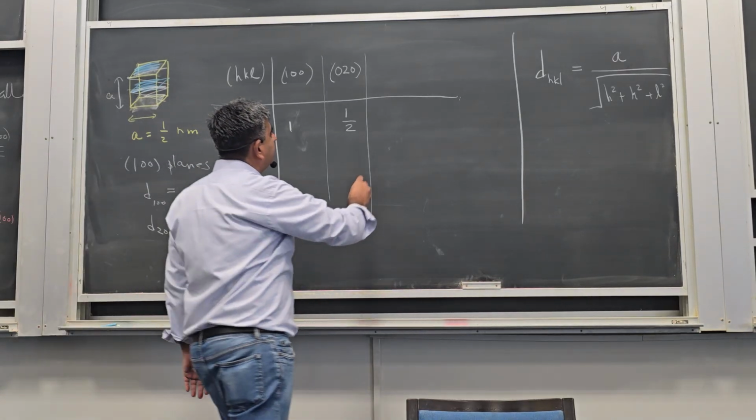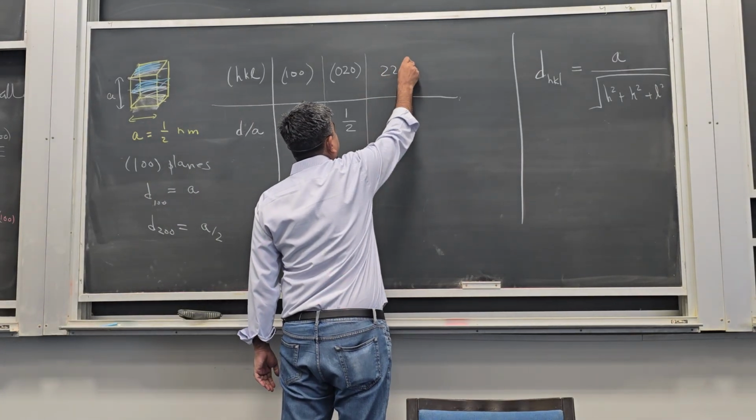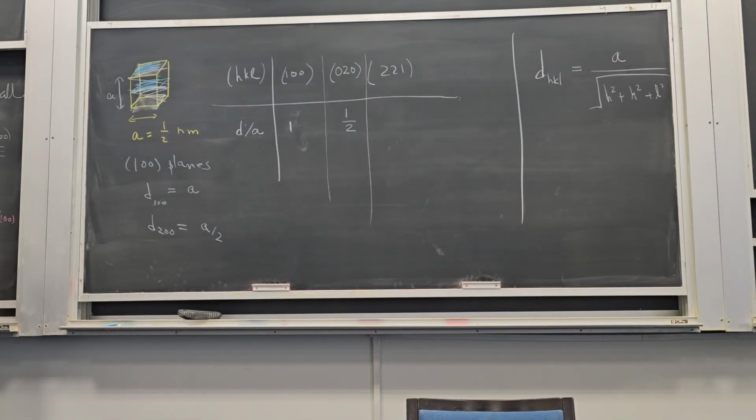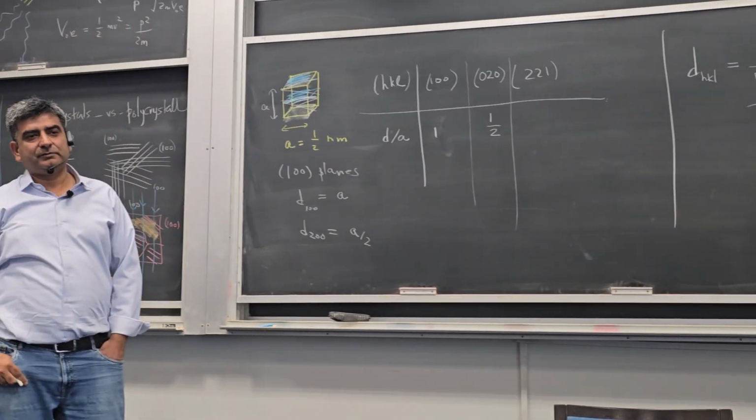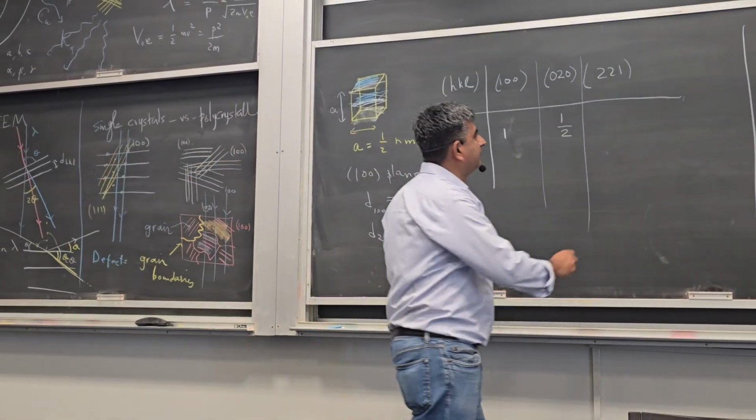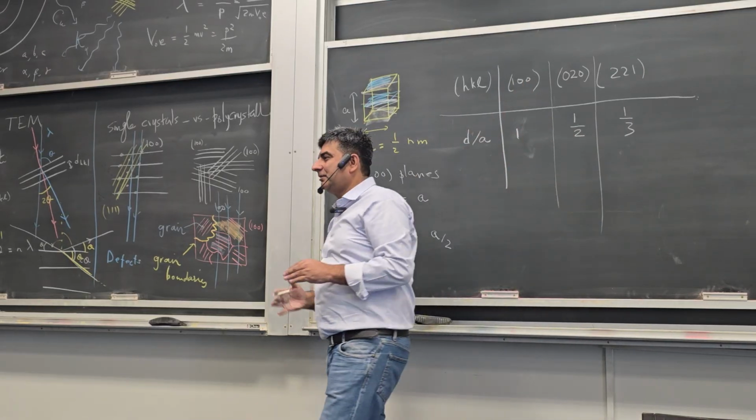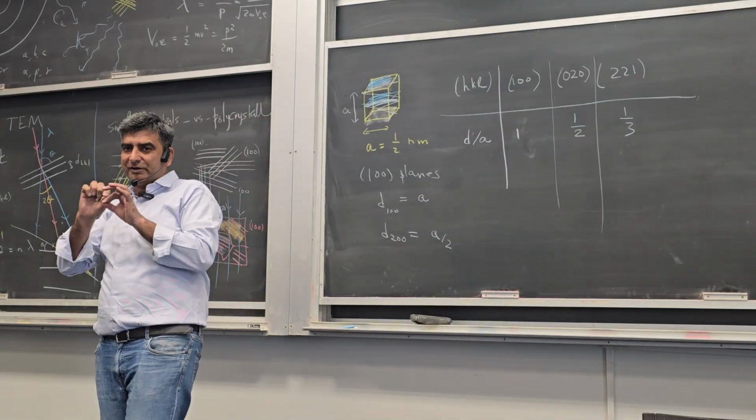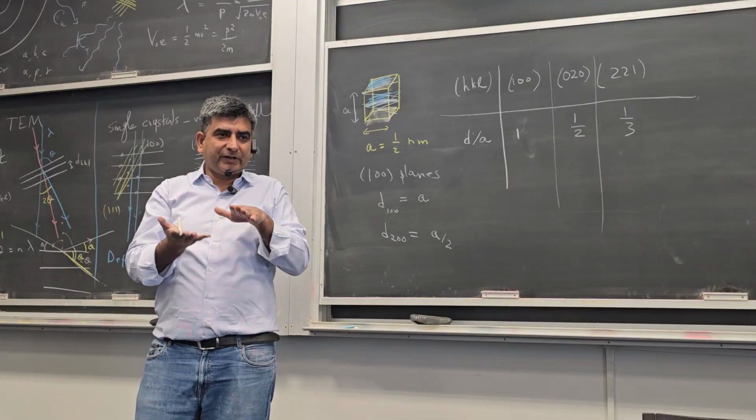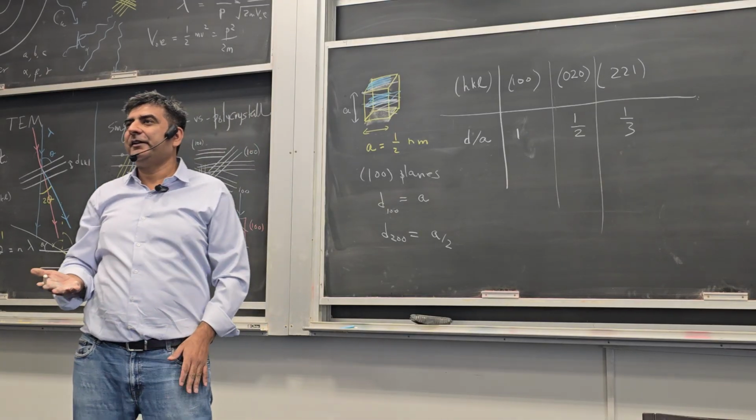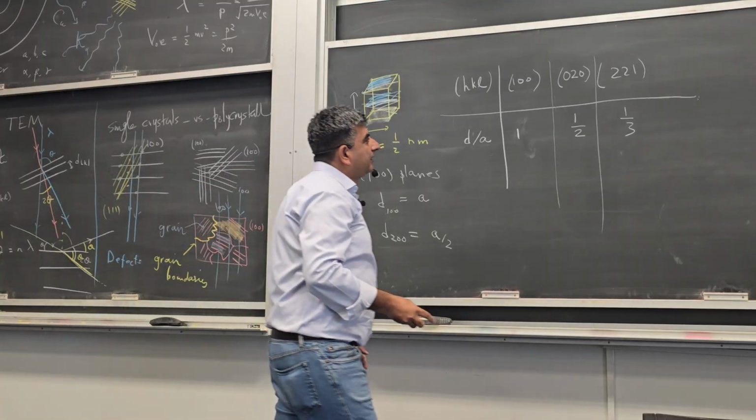If I were to take, say, another plane, 2, 2, 1: four plus four plus 1 is 9, and root 9 is 3, so 1 over 3. So as the Miller indices go up, the spacing between those particular planes keeps on decreasing. That's obvious. That's how we defined our Miller indices for the planes.